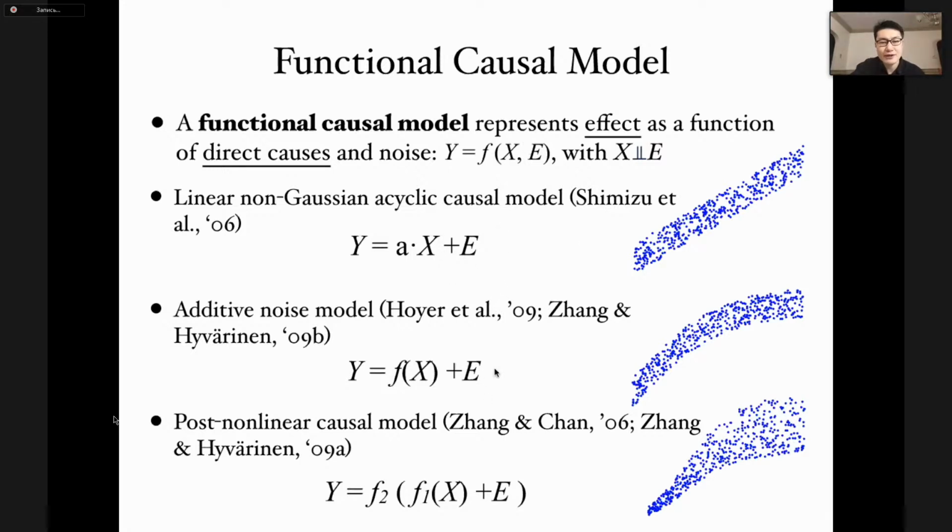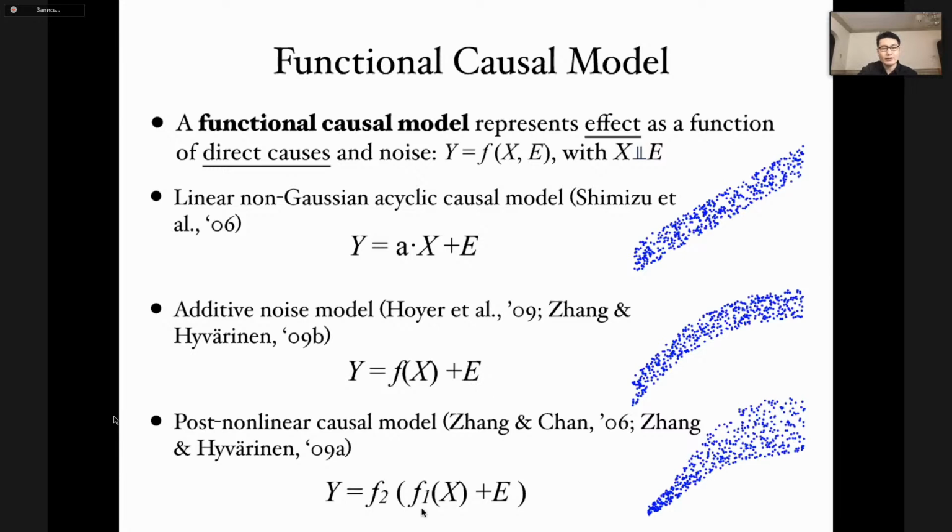Okay, right here, you can see three typical functional causal models that can be used for causal discovery, because the relationship between X and Y is usually not symmetric according to those models, I mean, if the data were generated by those models. The first one is the linear non-Gaussian acyclic causal model. So the effect is a linear function of the causes and the noise. And here we assume not all noise variables are Gaussian. Later you can see the example and how we can solve the problem. The second one is called the nonlinear additive noise model. So right here, the effect is the nonlinear function of the cause plus noise.